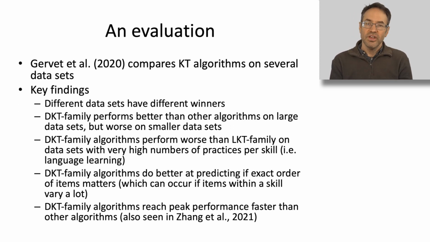They also found that the DKT family algorithms perform better than other algorithms on large datasets, but worse on smaller datasets. And in particular, DKT family algorithms perform worse than the LKT family on datasets with very high numbers of practices per skill, such as language learning domains. They do find that DKT family algorithms are better at predicting if the exact order of the items matters, which can occur if items within a skill vary a lot. And they find that DKT family algorithms reach past performance faster than other algorithms, which corresponds also to the Zhang et al. findings I mentioned a few minutes ago.